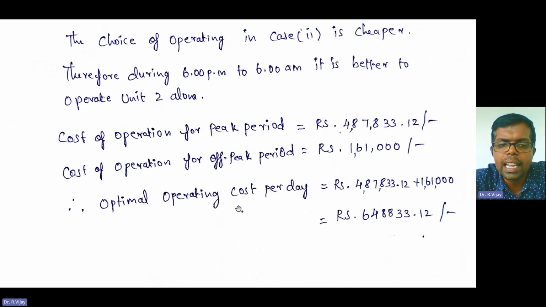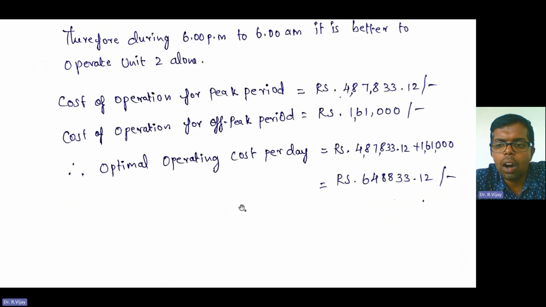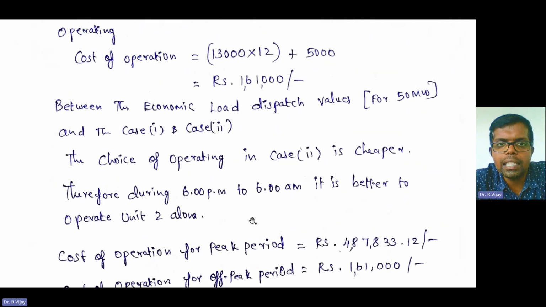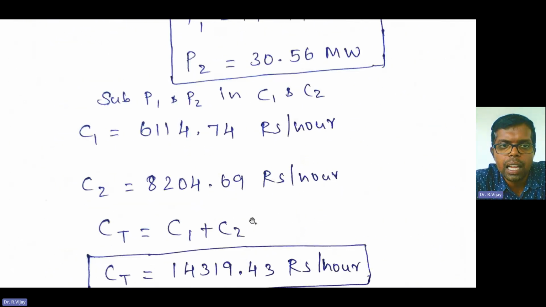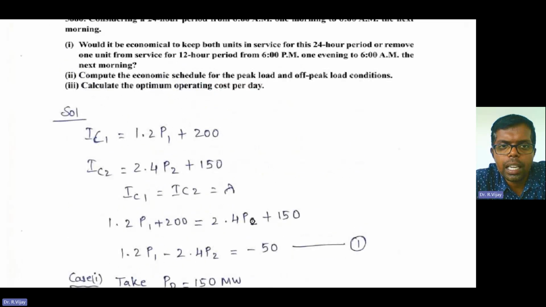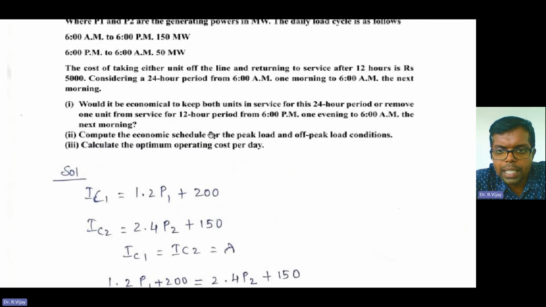So we calculated all three things they asked in the problem. First, we did the economic schedule for both off load and peak load. Next, this condition also had to be satisfied. For the 12 hour period, 6 p.m. to 6 a.m., which will be the economical option? That also we did. And the optimum operating cost per day also we calculated.